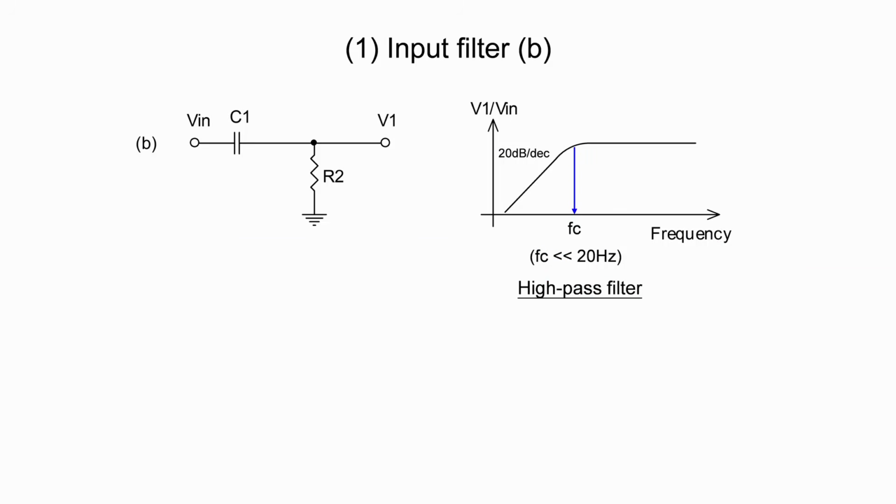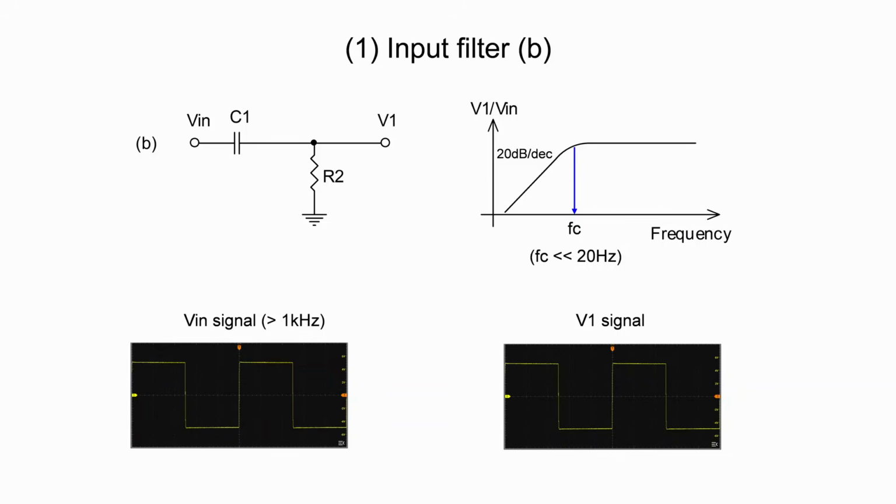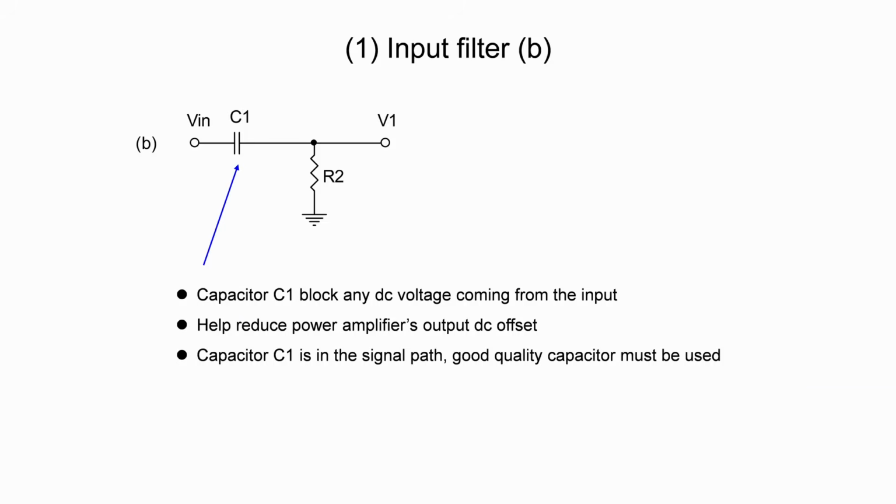Okay, let us move to the second input filter, B. This is just the opposite of the first one, which is a low-pass filter. But this input filter is a high-pass filter. As a high-pass filter, it does not soften the edges like the low-pass filter does. Capacitor C1 is placed in series with the input source, for instance, a line stage amplifier. Therefore, C1 will block any DC voltage coming from the input source. This helps reduce the output DC offset of the power amplifier. Since the capacitor is right in the signal path, a good quality capacitor should be used.